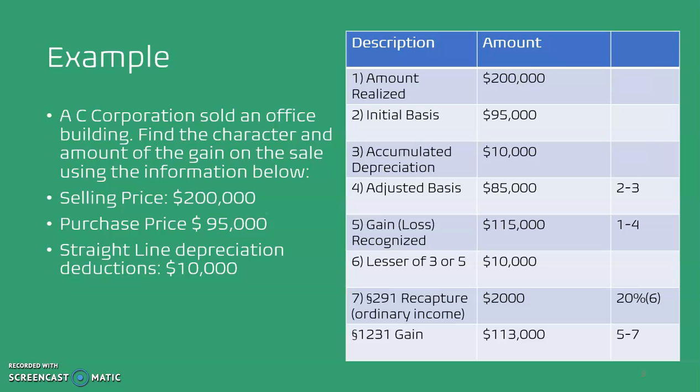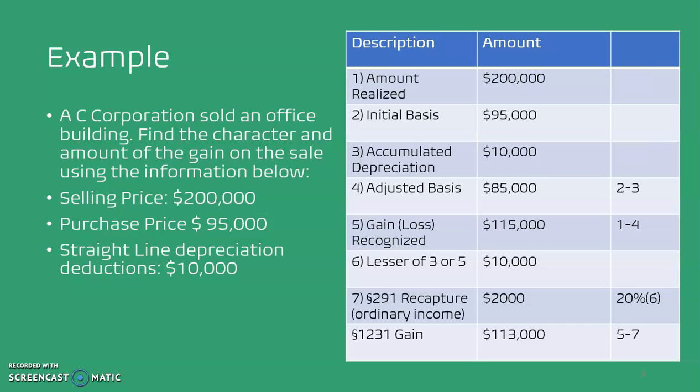Let's look at an example. A C corporation sold an office building. The selling price was $200,000 and the purchase price was $95,000. The straight-line depreciation deductions are $10,000. Let's find the character and the amount of the gain on the sale.